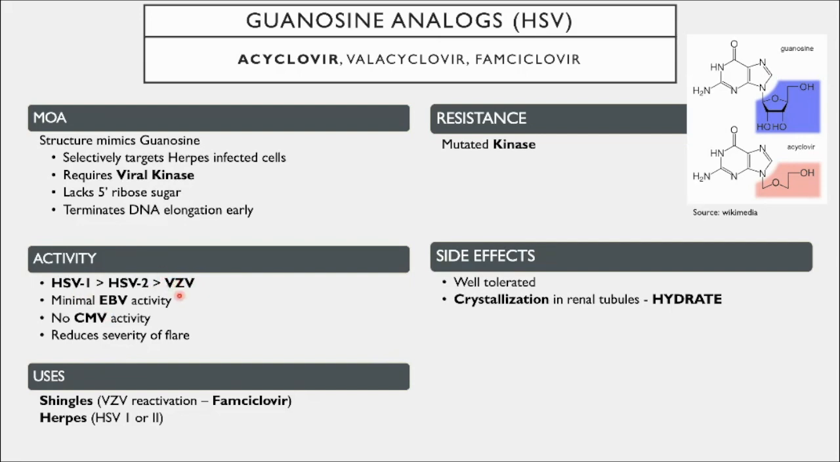However, there is some activity against varicella. It has very minimal Epstein-Barr virus and no CMV activity. It can't cure herpes, but it does reduce the severity of the flare-up if you get it early enough into the flare. This is also used in shingles reactivation, so that's reactivation of varicella. Famciclovir is usually the drug you give for that, but you can use acyclovir as well. And then obviously herpes. If you mutate the kinase, the drug will no longer work.